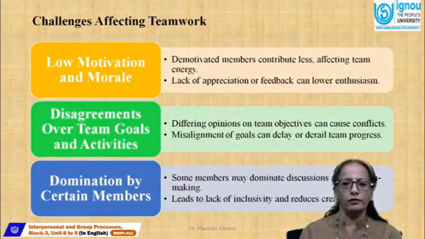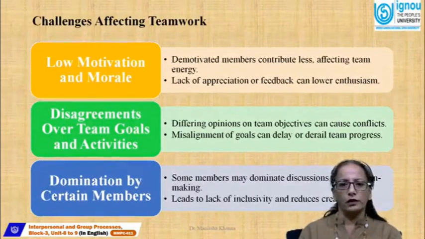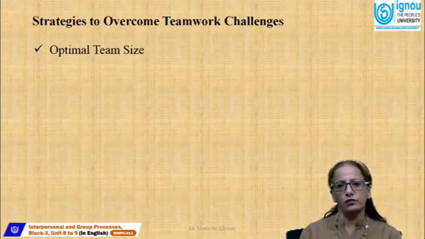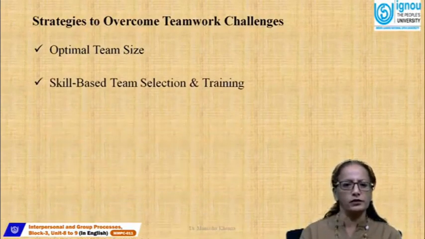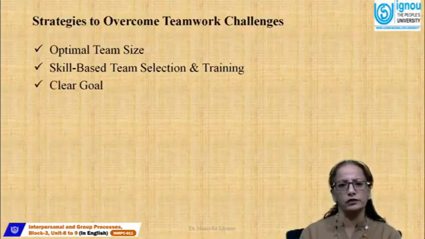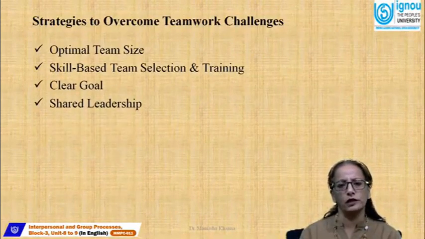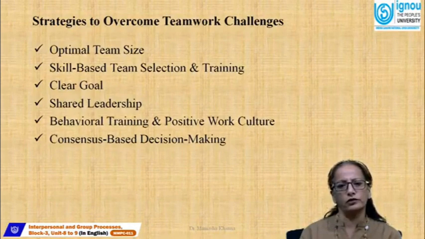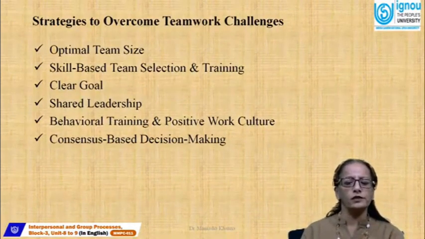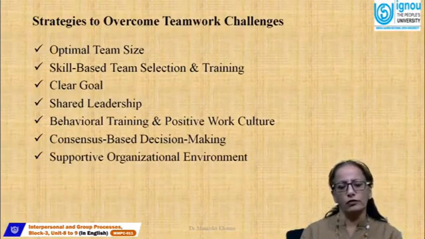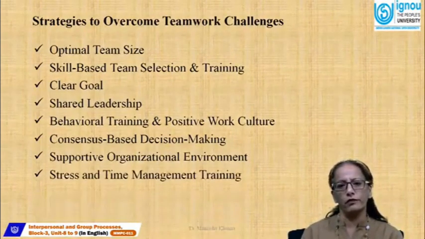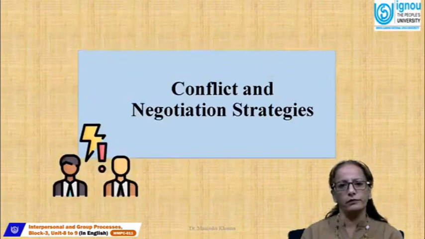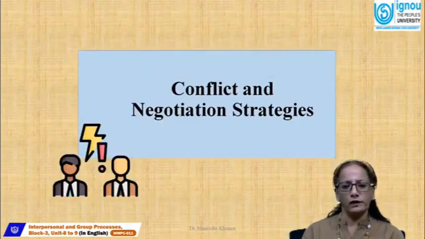Domination by certain members again leads to problems for the team overall. So there are certain strategies to overcome team challenges. Optimal team size should be correct, skill-based team selection and training has to be there, the goals have to be clear, shared leadership must be there, behavioral training and a positive work culture should be there. Consensus-based decision making needs to be included, a supportive organizational environment, stress and time management training, continuous learning and development. Let's move to the conflict and negotiation strategies.